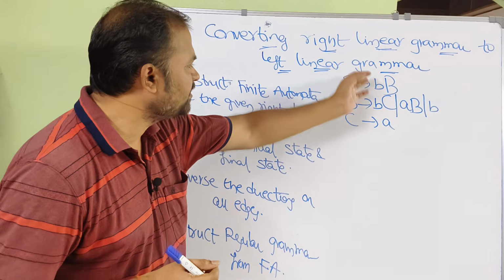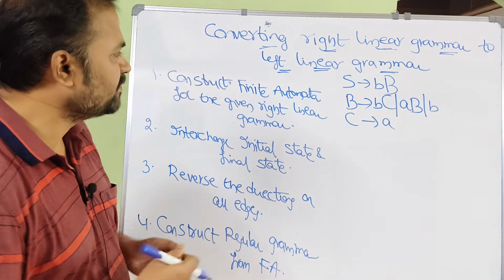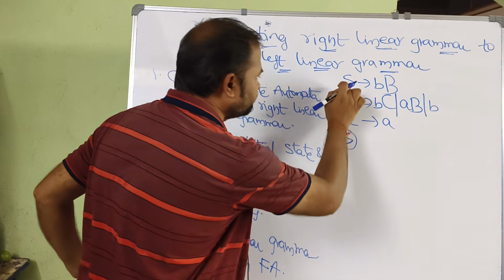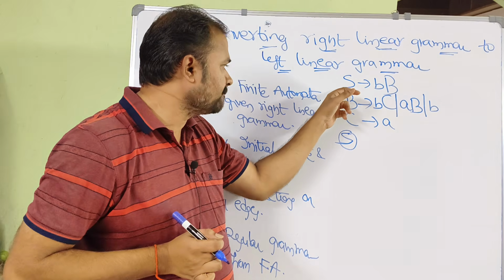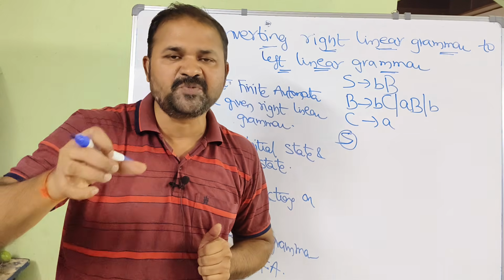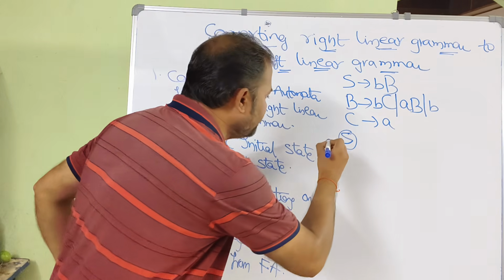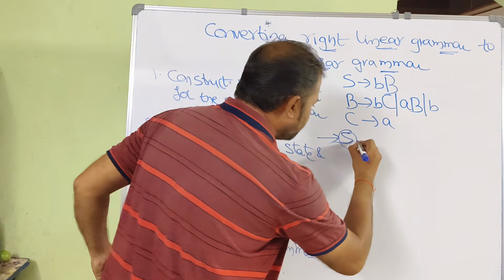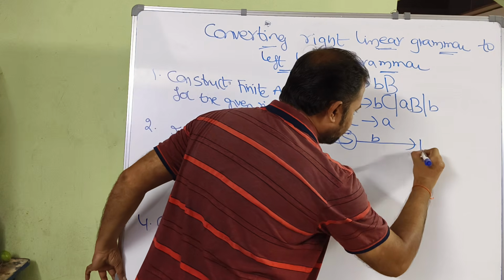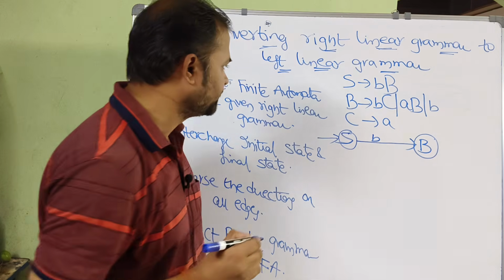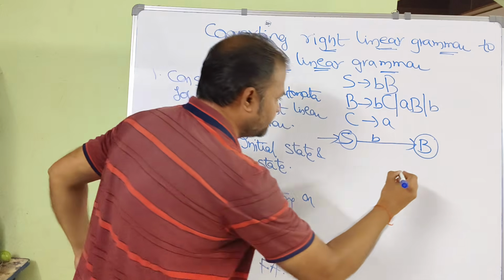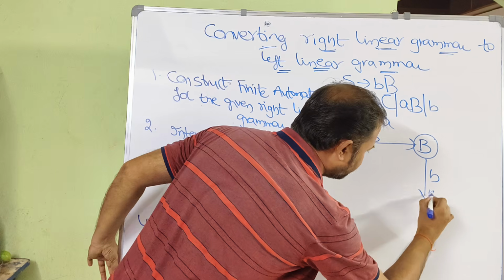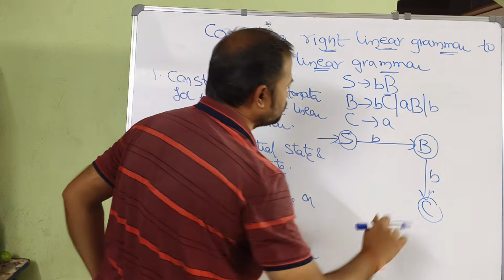Okay. So first, what is the first step? We have to construct a finite automaton for the corresponding right linear grammar. So here S is the state. S is the left hand side non-terminal of the first production, and the first production's left hand side non-terminal will become the initial state. So S will become the initial state. S on b goes to capital B. So if we apply small b on S, then it goes to the state capital B. Next, b on B goes to capital C. So if we apply small b on capital B, which state does it go to? Capital C.